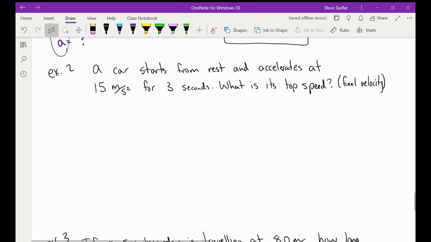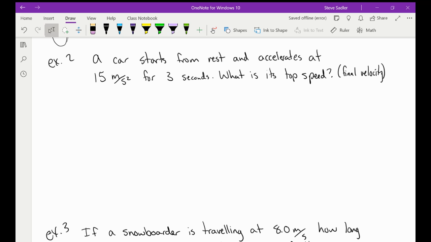Example 2, a car starts from rest and accelerates at 15 meters per second squared for 3 seconds. What is its top speed? Okay, so top speed, I've written it here, but you won't be told this in the future. Top speed means final velocity. How fast are you going at the end of this problem? So we're looking for v final.